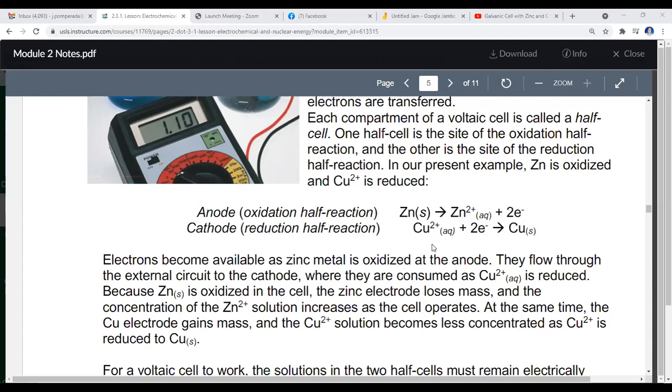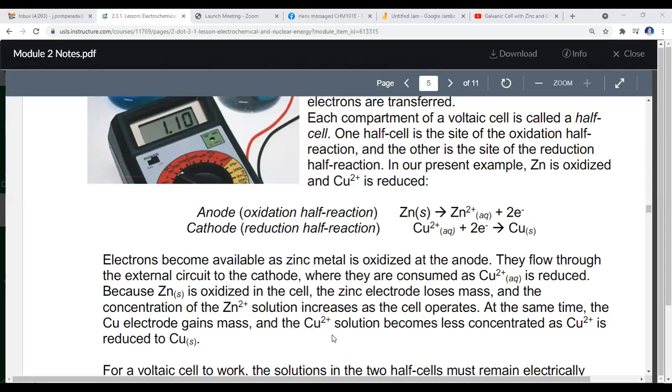From positive 2, these electrons that transferred from the anode to that side where it is located are used to gain a 0 charge, from 2 plus to 0 charge. Now, because zinc is oxidized in the cell, the zinc electrode loses mass. So take note, because your zinc is being oxidized in the cell, the zinc electrode loses mass and the concentration of the zinc 2 plus solution increases as the cell operates. So it loses mass because more and more of the zinc gets deposited in solution.